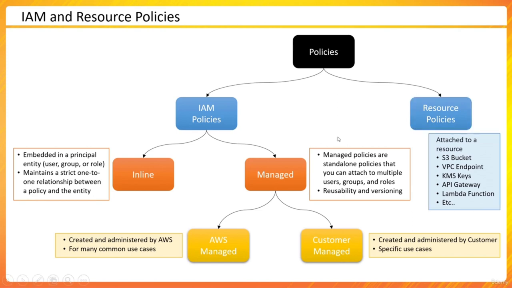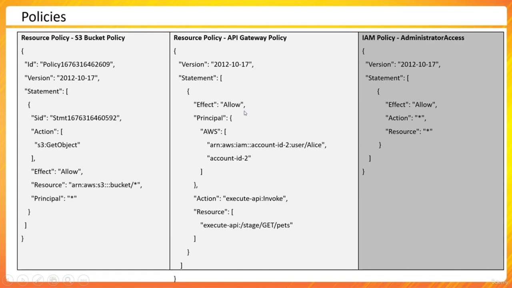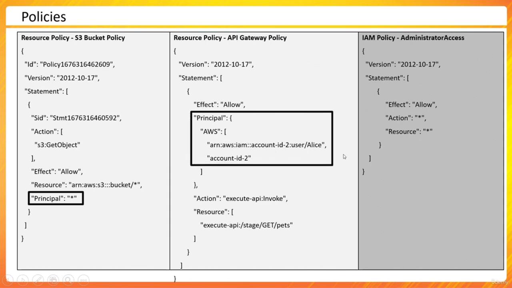Remember the analogy I gave you. If you are carrying the ticket or the permission, it is the identity policy, the IAM policy, and if your resource has a list of allowing you, that is a resource policy. And we saw some examples; the differentiating factor is the principal statement, which is missing in your IAM policy. So I hope you learned something new, and I'll see you in the next chapter. Thank you. We will discuss roles there.